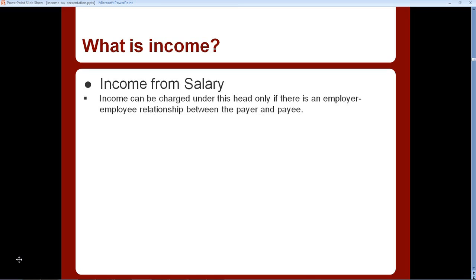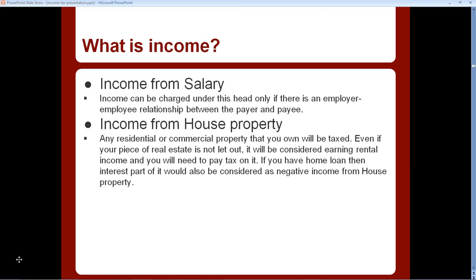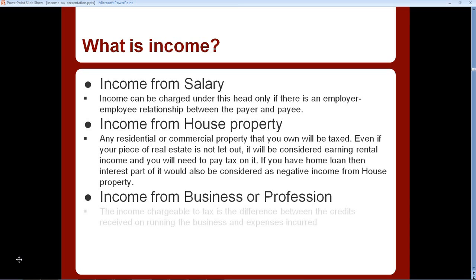Next is income from house property. Any residential or commercial property that you own is taxed. Even if your property is not let out, it will be considered as earning rental income and you need to pay tax on it. If you have a home loan, then the interest part of it would be considered as a negative income from house property. Then there's income from business or profession, which is chargeable when there's a difference between the money that you earned on running the business and the expenses incurred.